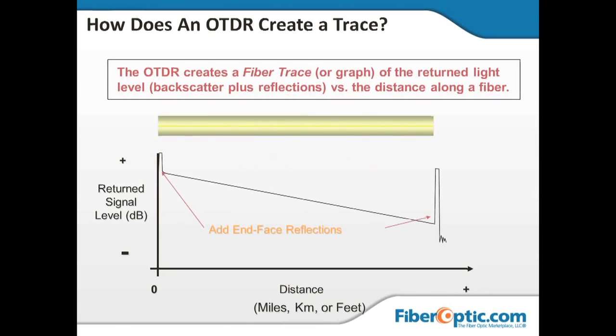Now, of course, we're going to have to add the end face and the launch event. This is the connector at the OTDR, and at the end of line, we're going to have some kind of reflective event where we have the air glass boundary, and then from there it will fall off into noise because the light is just escaping into the air at that point.